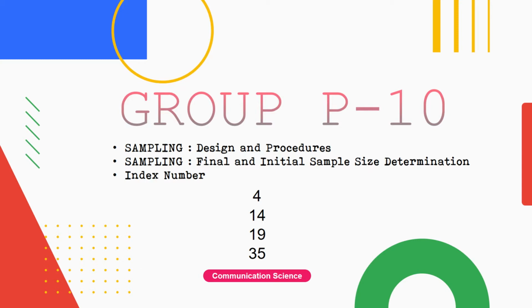Today we will present about sampling design and procedures, and sampling final and initial sample size determination from Malhotra's book, and the last one is index number from Gibson's book.